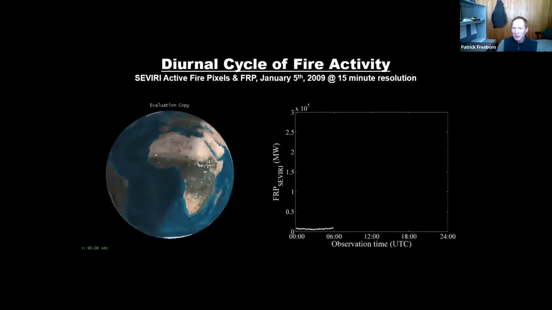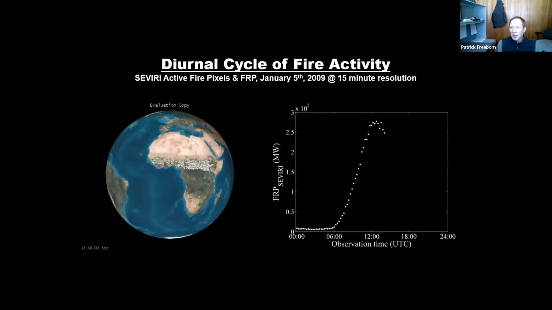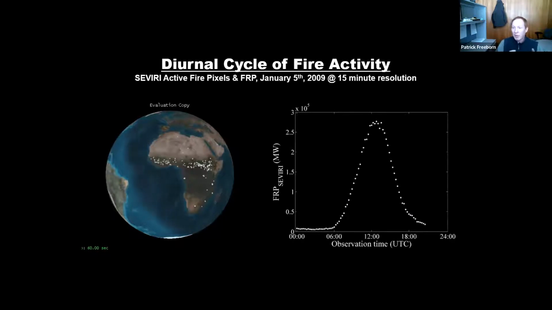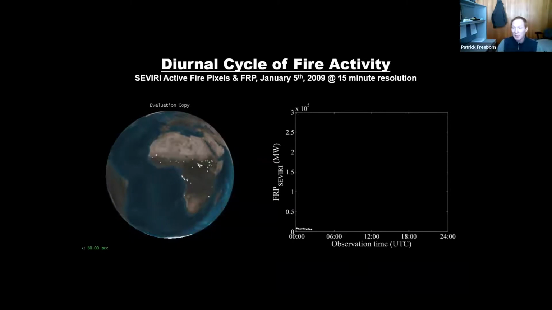On the animation on the left, those white dots indicate SEVIRI active fire pixels, indicating the locations of hotspots across Africa. And then on the right, we have a diurnal cycle of fire radiative power, or FRP. For the time being, just consider FRP as a combined metric of both the fire size and intensity. And so what we see is we have low fire radiative power at night until the sun rises.